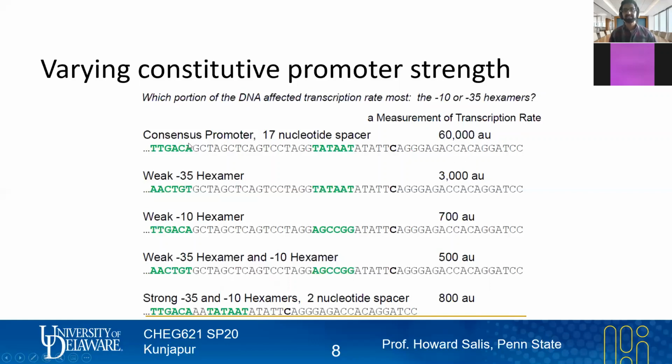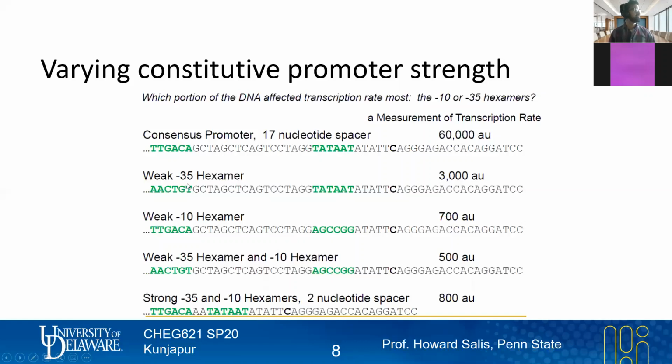And so you can see that the consensus, which sort of implies the strongest, most favorable promoter, most likely within E. coli, gives you this rate of 60,000 arbitrary units. And then when you make a mutation or change the minus 35 hexamer, you see this drop. And that's keeping the minus 10 region and everything else identical. So you go from 60,000 to 3,000.